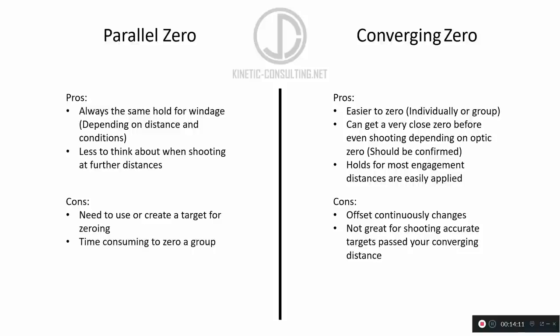So depending on what you're shooting at, how far you're shooting, what you're shooting, and the conditions you're shooting in, it is relatively the same hold for windage. Then there's less to think about when you're shooting. And that's at further distances too. Like I was saying in the previous bullet point, things stay relatively the same for you depending on your bullet path and what you're shooting at.